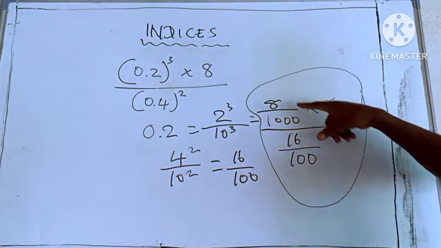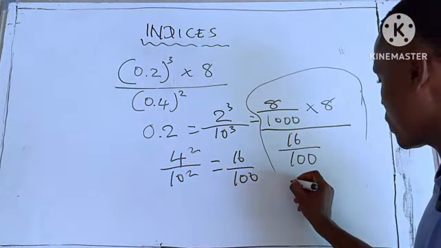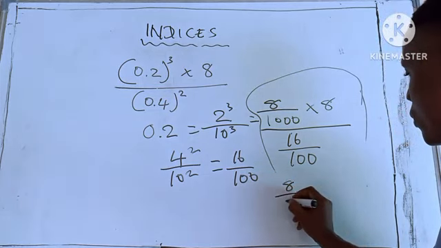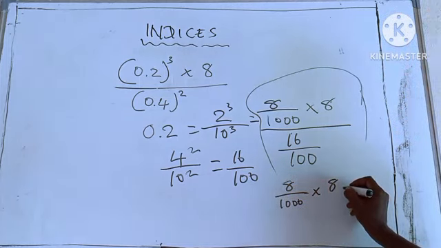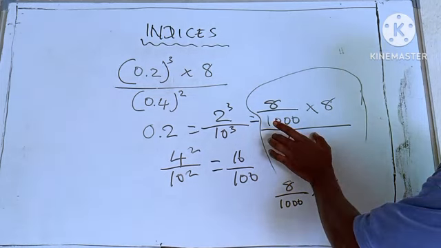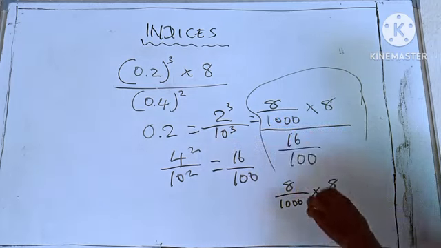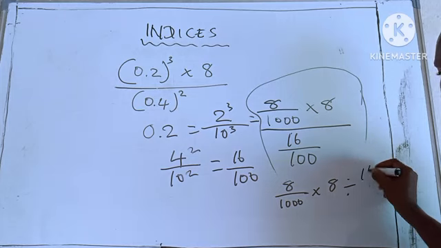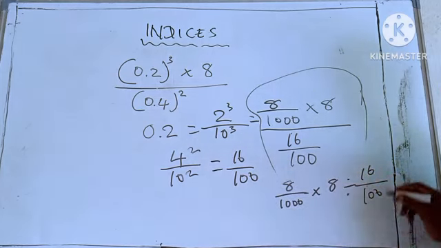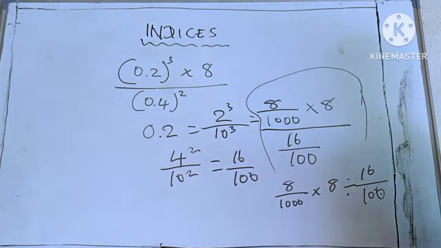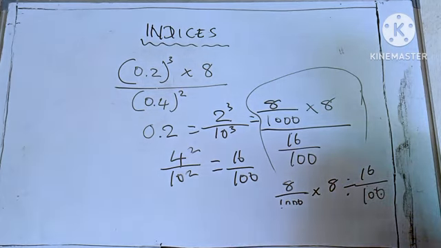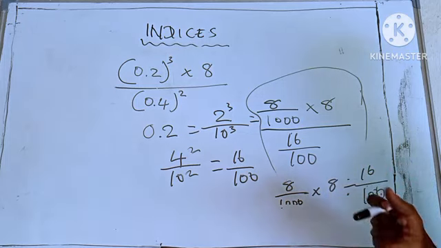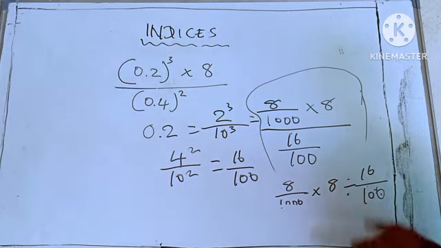Okay, so here we have 8 all over 1000, right? Multiply by this 8. Then you know that this sign is a sign of what? Division, right? So we can write it in this form: divided by 16 all over 100. So it's the same thing. If you want to change it to this form, you put this long division sign, then you bring 16 all over 100 again. So we are just arranging everything so we can continue with the solving. I've explained all these things before.